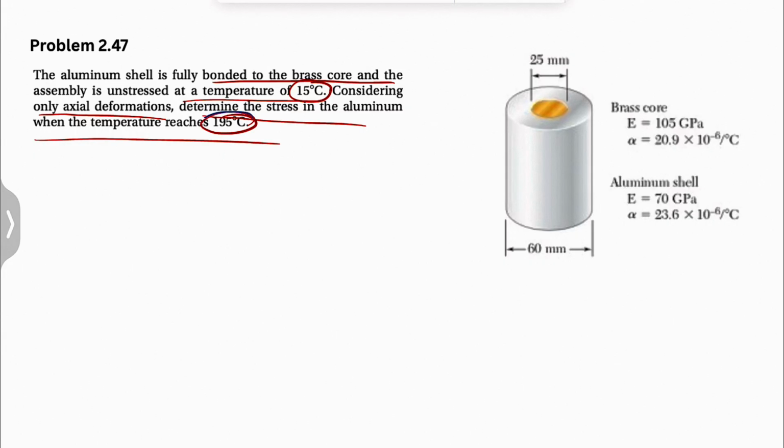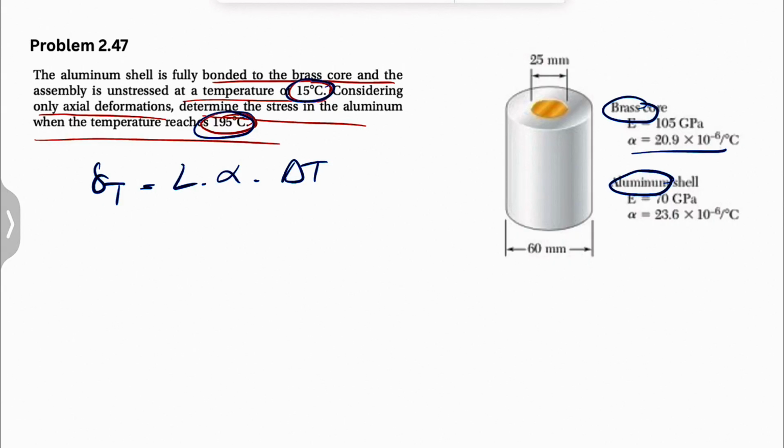So obviously, because of the rising temperature, we're going to have a deformation from the temperature change, which we know the formula is delta T, the thermal expansion that we're going to experience. So it's going to be the length times the coefficient of thermal expansion times the temperature difference that we see here. And this is going to happen for both brass and aluminum. But in the question, we have the coefficient for each of them.